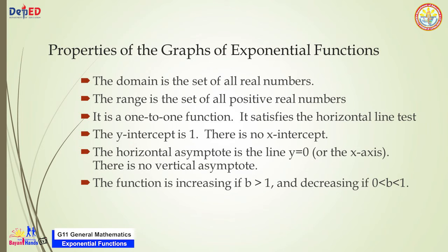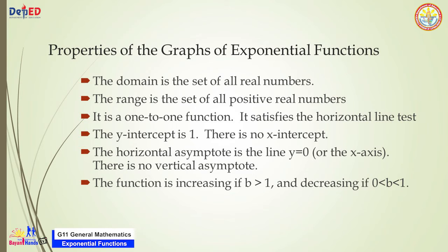Properties of the graph of exponential functions. First, the domain is the set of all real numbers. Next, the range is the set of all positive real numbers. It is a one-to-one function. It satisfies the horizontal line test. The y-intercept is equal to 1.